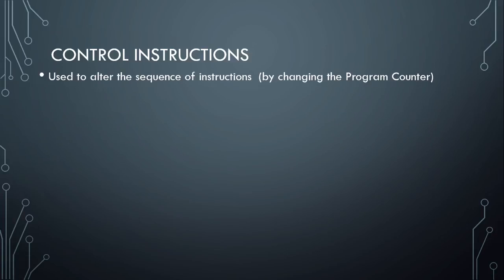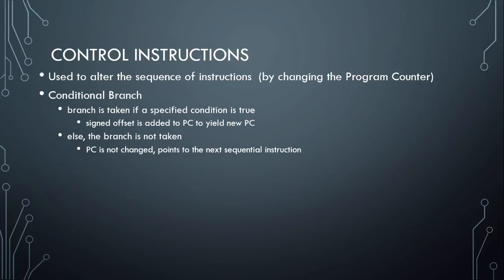These are used to alter the sequence of instructions by changing the program counter, or the PC, as we've heard often. Conditional branch. This is a branch taken if a specified condition is true. The signed offset is added to the program counter to yield a new PC. Else, the branch is not taken, the PC is not changed, and points to the next sequential instruction.